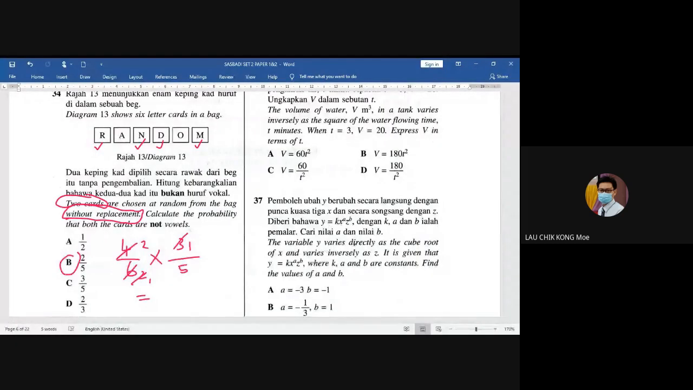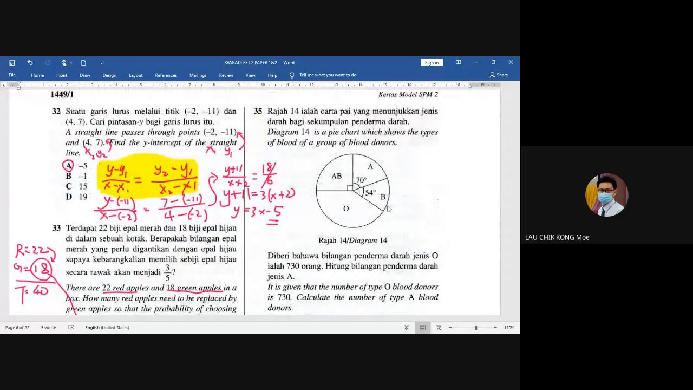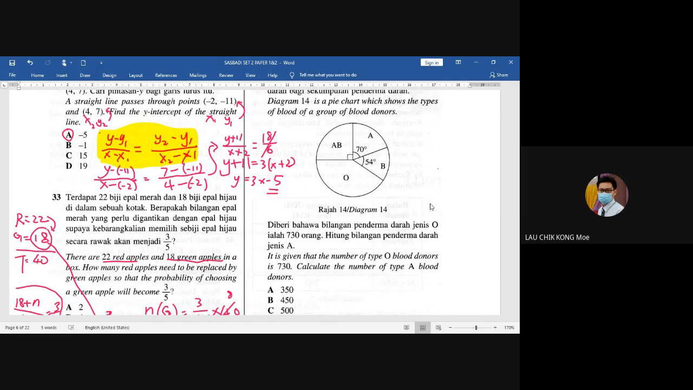Question number 35. Diagram 14 is a pie chart which shows the type of blood of a group of blood donors. So we have 4 types of blood, right? Type A, B, O, and AB. Kumpulan darah. Ada 4 jenis kumpulan darah. It is given that the number of type O is 730. You jot down here.